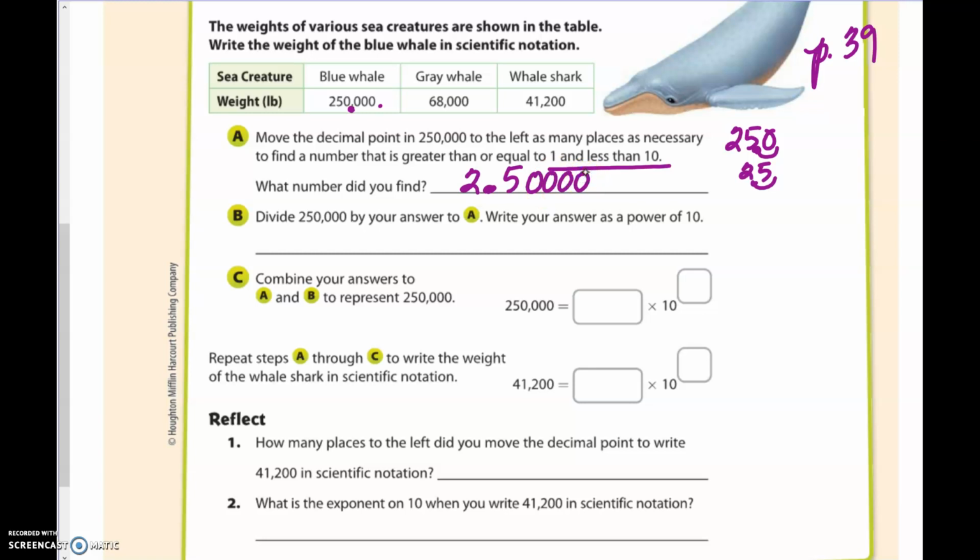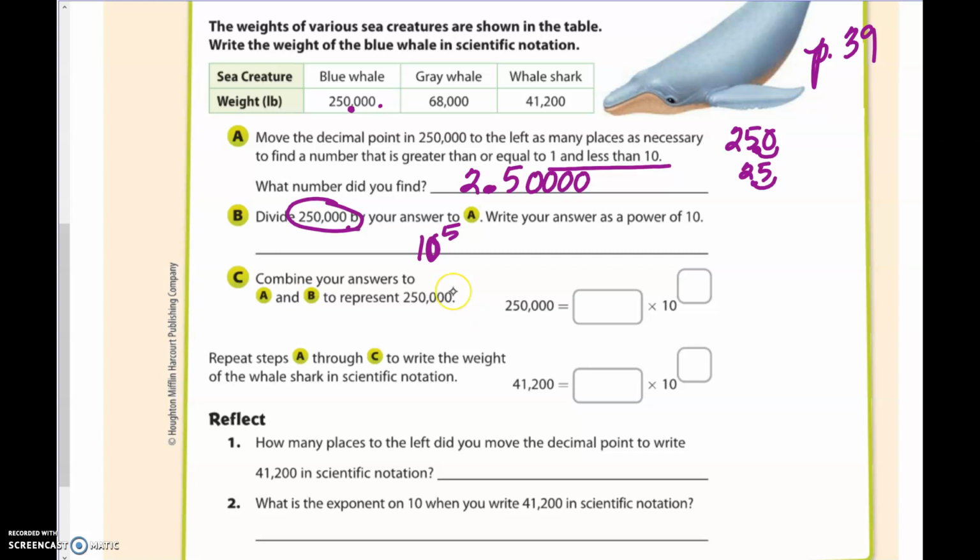So divide that by 250, and what do we get? We write our answer as a power of 10, and so we're going to have 10 to the 5th power. So if you grabbed a calculator and take this number, 250,000, and divide by 2.5, you're going to have something that's going to have a 10 to the 5th power.